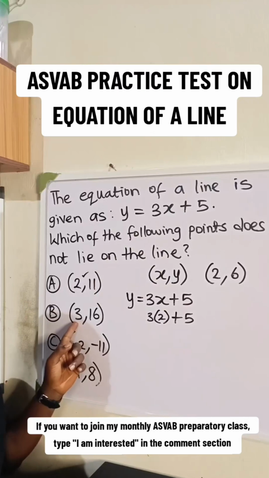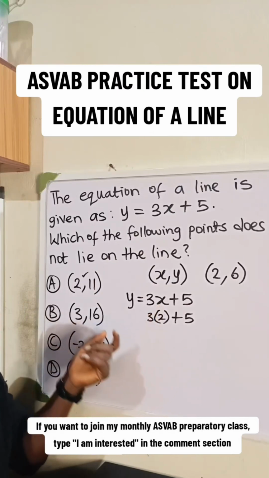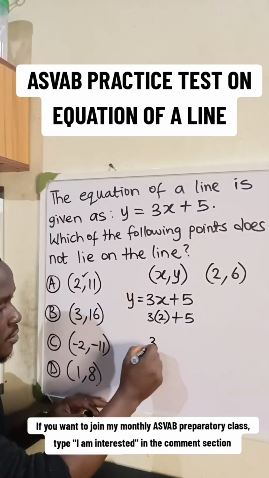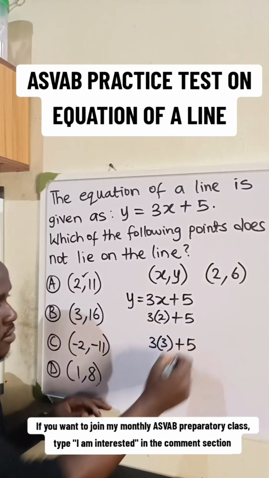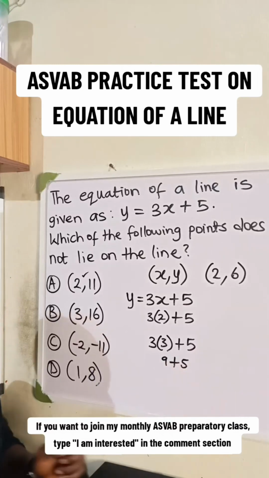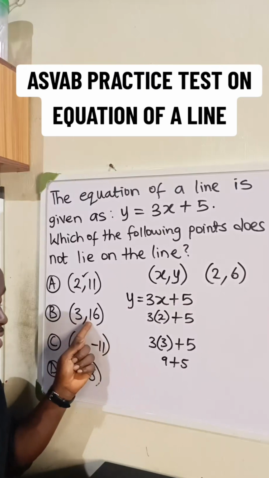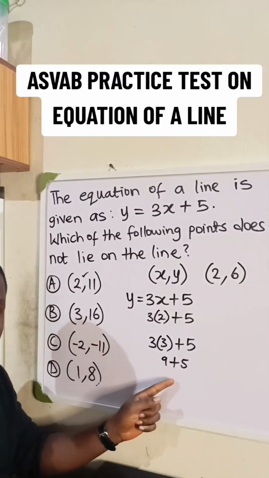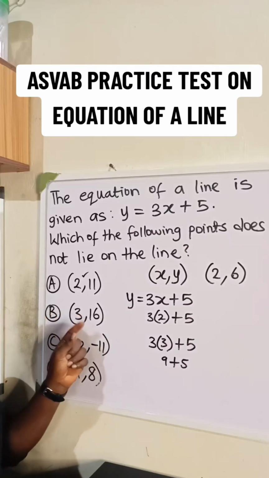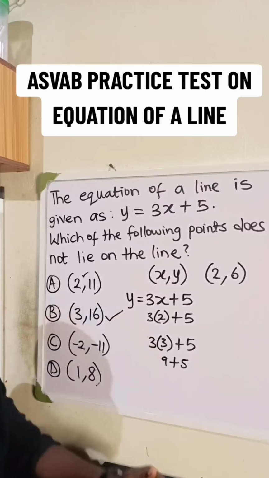Here x is equal to 3 and y is equal to 16. So if we put in 3 here, are we going to get y to be equal to 16? Let's see. So 3 times 3 plus 5. 3 times 3 gives us 9. 9 plus 5 gives us 14. So since we did not get 16, instead we got 14, it means that this coordinate does not lie on this particular line. So this is the correct answer to this question.